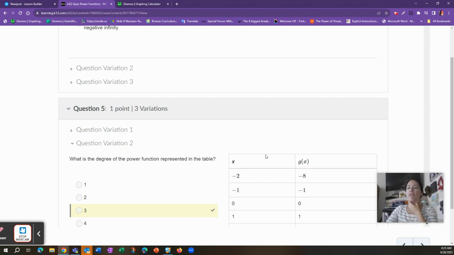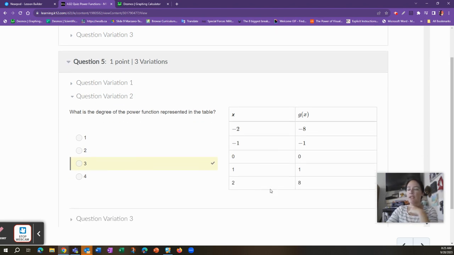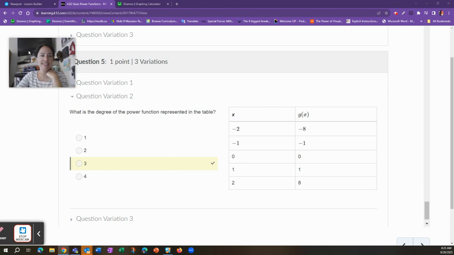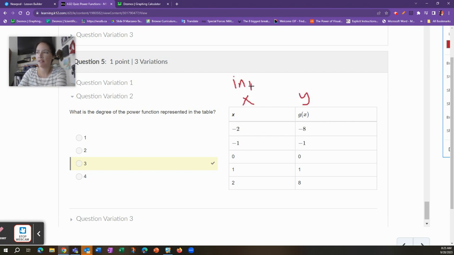What is the degree of the power function represented in the table? Okay, so there's a fun process for this one. To me, it's just an interesting observation that this happened. Calculus is a scary word in math, but I don't know. I just wonder who thought to do this. Who in the world is like, you know what? Here's x, and here's my g of x. Think x, think y, think input.